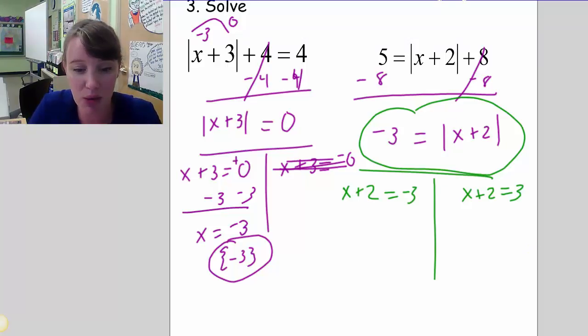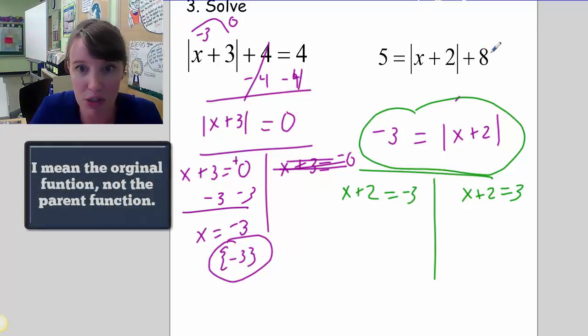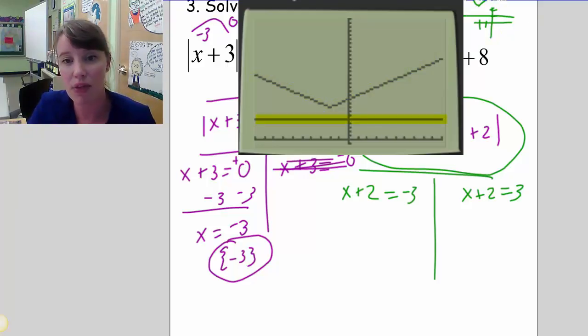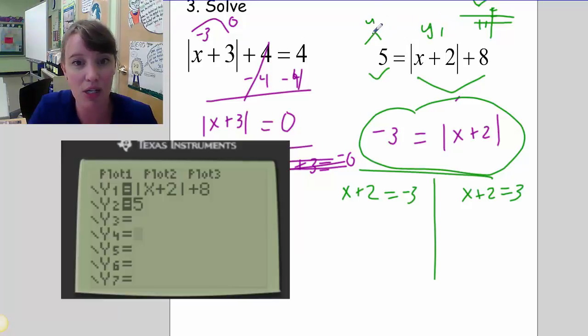Another way of looking at the original function is, look at what we have here. This is saying that a parent function, so graphically what's happening is a parent function that's been shifted left by 2 and up by 8. So imagine it's up by 8, it won't meet a horizontal line at 5. So there's no way something like this would meet a function like this. If I set this equal to y1 and this equal to y2, there's no intersection of those two functions.